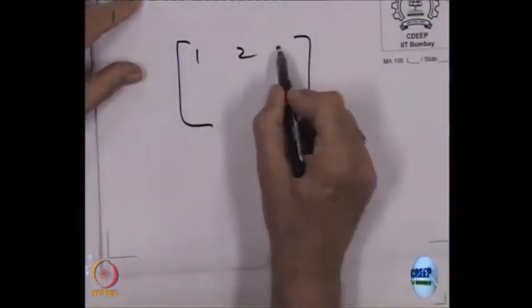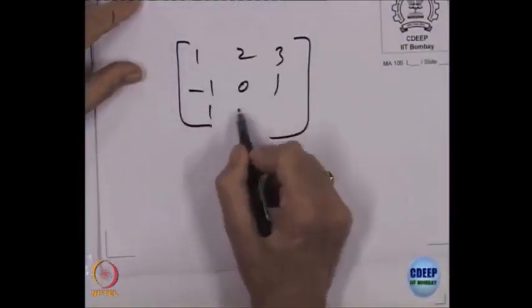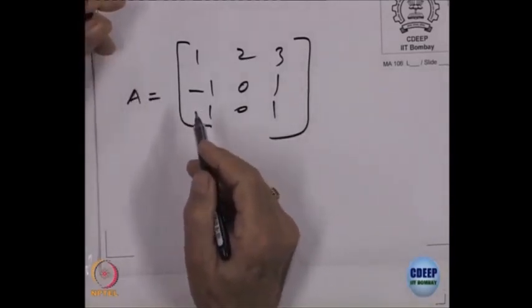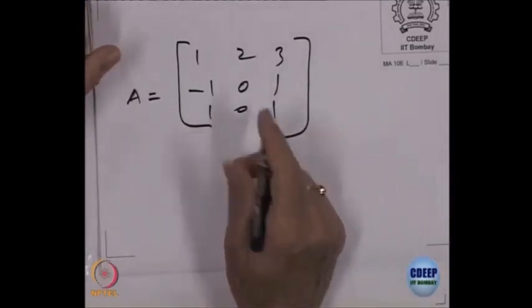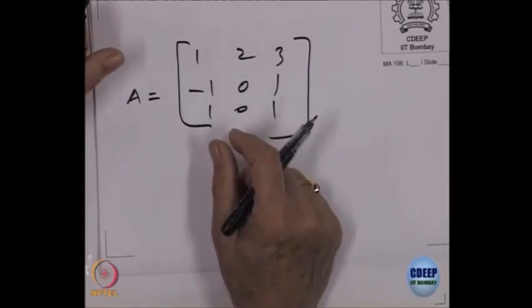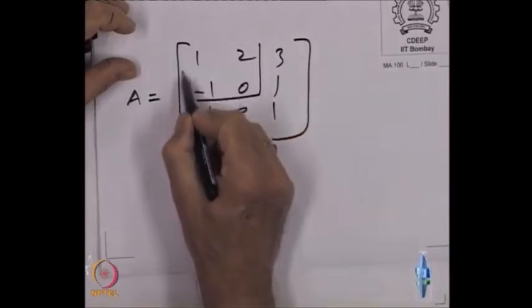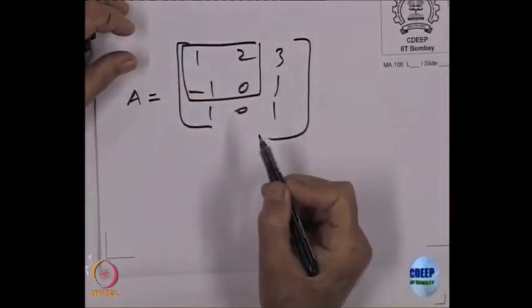So, let us take the matrix 1, 2, 3, minus 1, 0, 1, 1, 0, 1. This is a matrix of order 3 by 3. I do not know whether it is invertible or not, let us not bother. What I want to indicate is how many sub matrices are possible. You can have a sub matrix 2 by 2, this one.